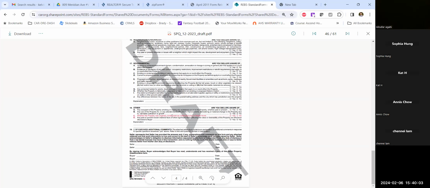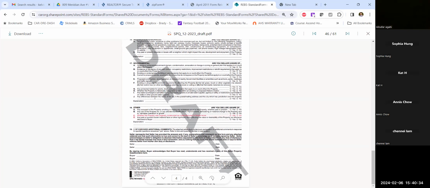Whether the property was originally constructed as a manufactured or mobile home is another question. I've seen that come through when it came down to insurance, and then they had a problem getting insurance for a manufactured house that has been taken off of its, basically placed on a foundation. Anyway, that's a different story. But anyway, that's the only other changes to the SPQ. More questions for the seller to answer.